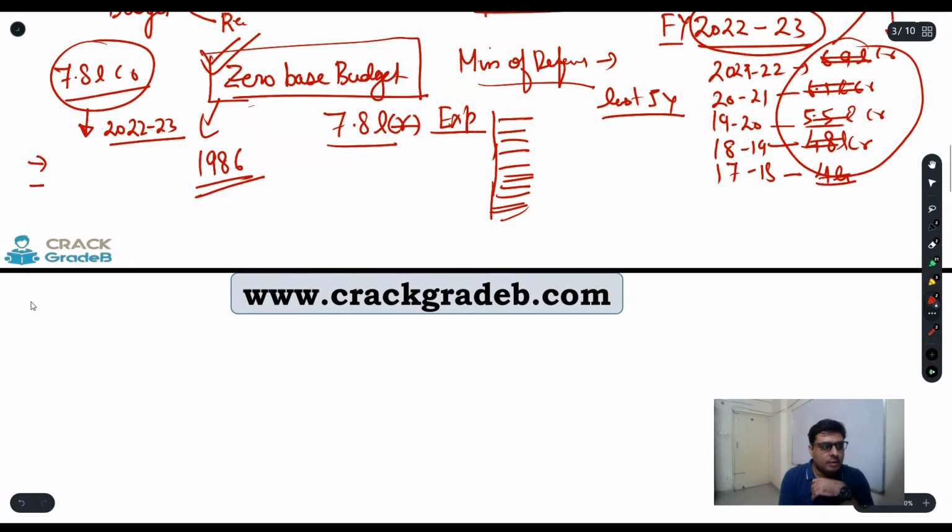And this financial year will be divided into 4 quarters. First is April, May, June, April to June. Second quarter is July to September. Third quarter is October to December. And the fourth one is December to March.